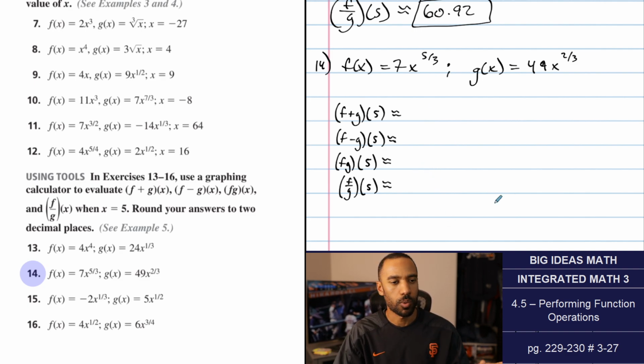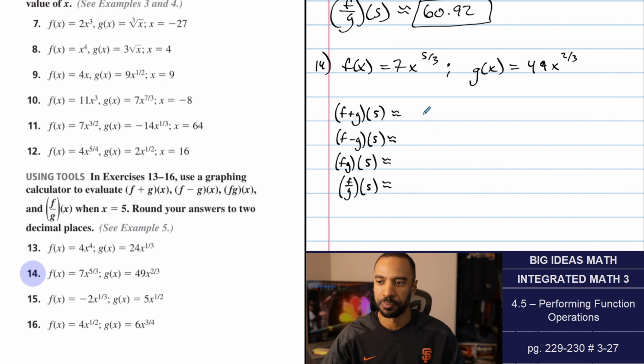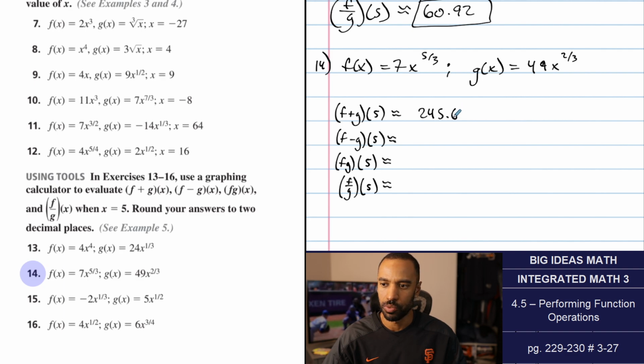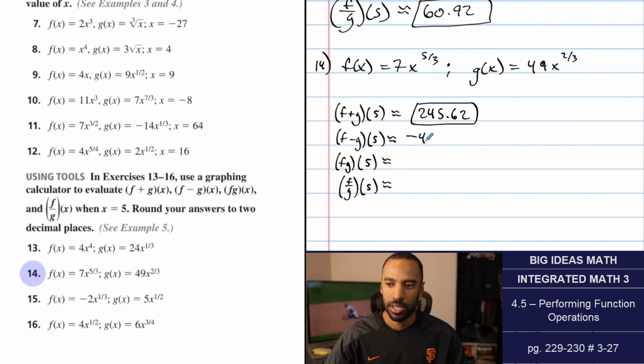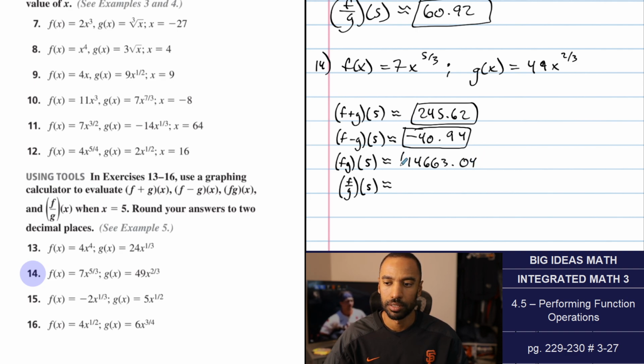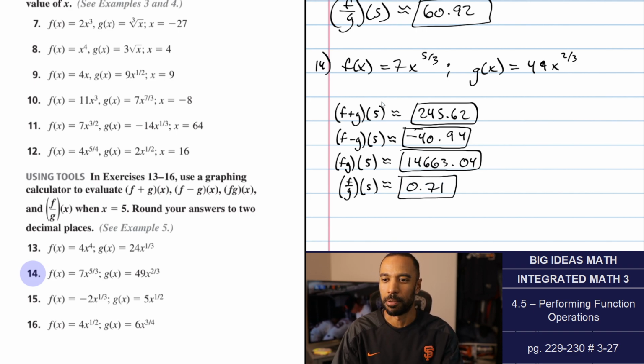So the numbers were what they were. I'm going to say them. I'm going to put them right here. So 245.62. Negative 40.94. 14,663.04 and 0.71. Oh, happy day. Okay. Copy that and get it ready for the next set.